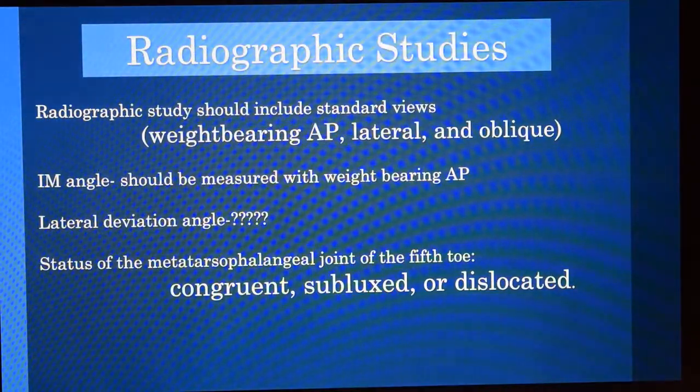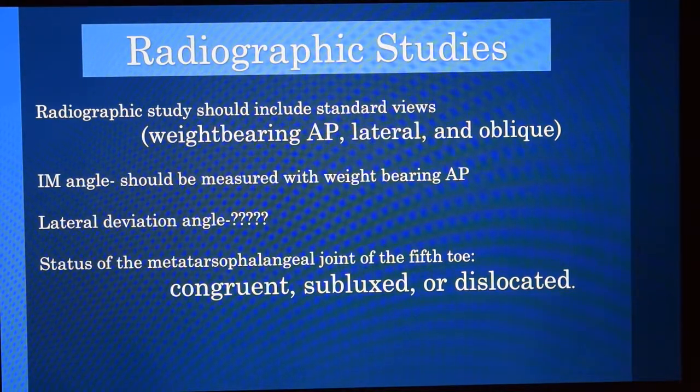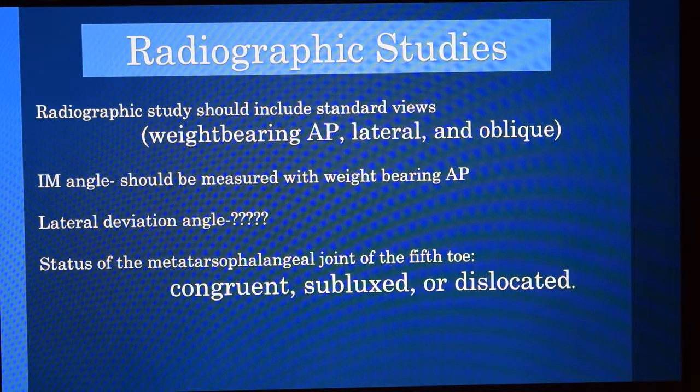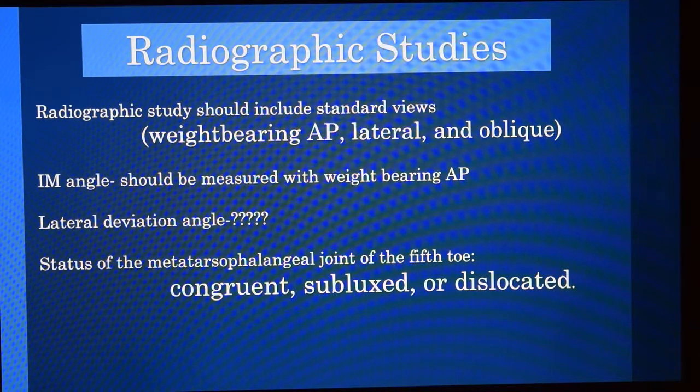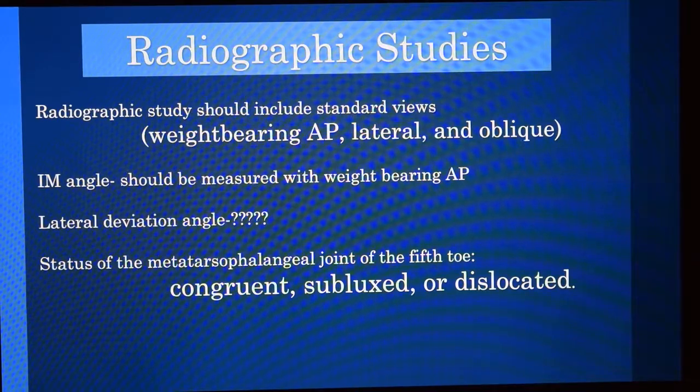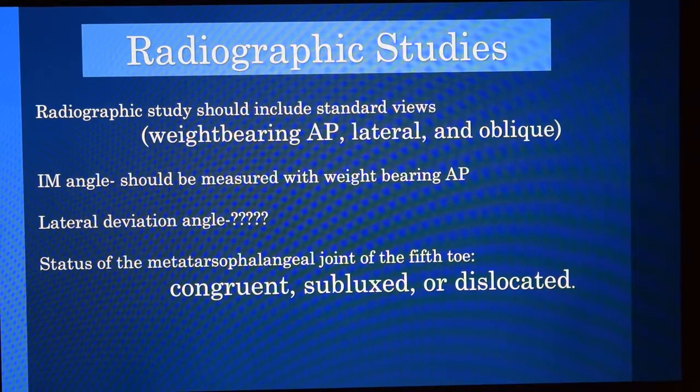Now, radiographic studies are mandatory. In most literature, it's recommended that you have an AP and lateral weight bearing along with oblique. And the reason for these views is you have to measure the IM angle to pick the appropriate procedure. The IM angle is measured in a weight bearing AP view. Lateral deviation angle is normally not measured these days, although it can be measured. And also the status of the metatarsophalangeal joint, whether it's congruent, subluxed, or dislocated, should be within your operative report or your findings.